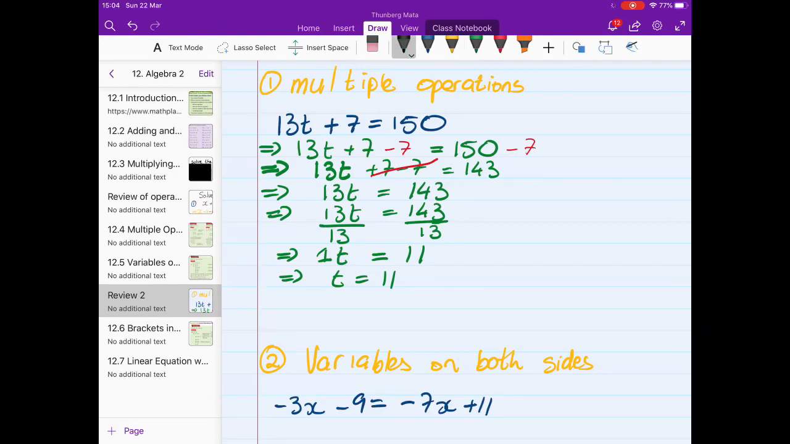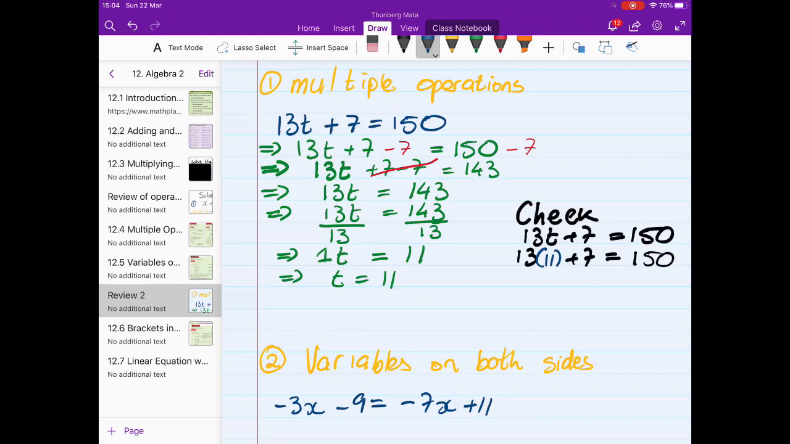And if I want to check my answer, I'll write out my original equation, which is 13t plus 7 is equal to 150. And I'm going to substitute in 11 for t. So where I had t, I'm going to substitute in an 11. So in goes my 11 there, and then I'll have 13 11s. Well, I've already said that's 143, plus 7 is equal to 150. 143 plus 7 is 150. So 150 is equal to 150. That's a true statement, so I know that t is definitely equal to 11 in this equation.